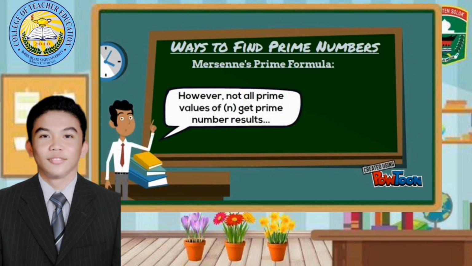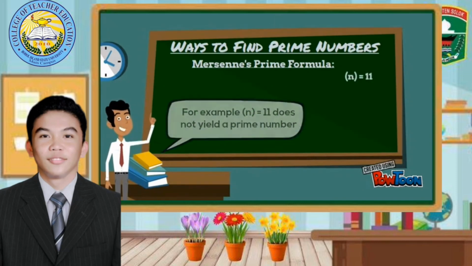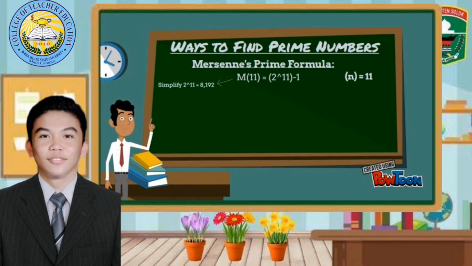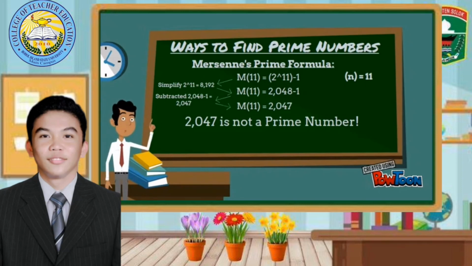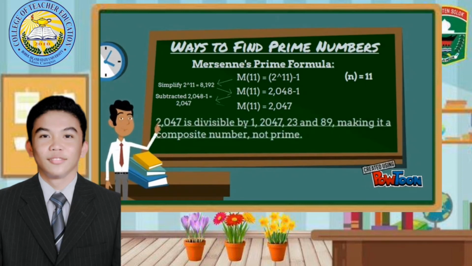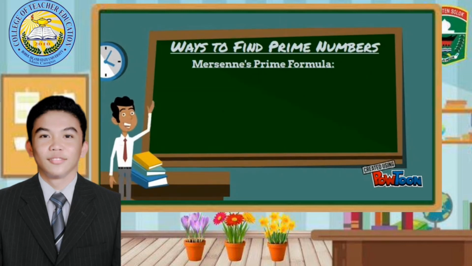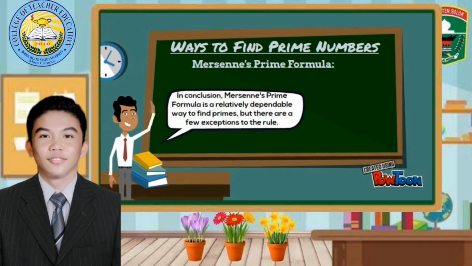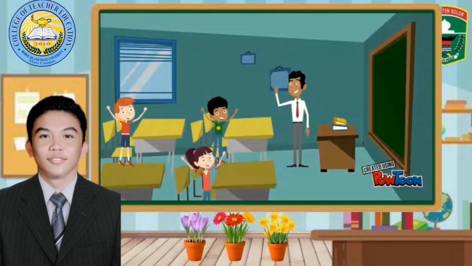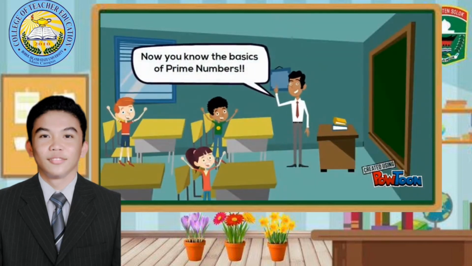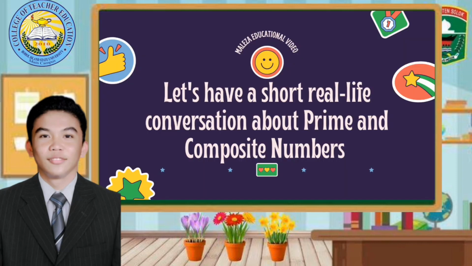However, not all prime values of n get prime number results. For example, n equals 11 does not yield a prime number. By following the process in the previous example, we get 2047 and it is not a prime number. 2047 has 4 factors, making it a composite number, not a prime. In conclusion, Mersenne's prime formula is a relatively dependable way to find primes, but there are a few exceptions to the rule. Now, you know the basics of prime numbers.